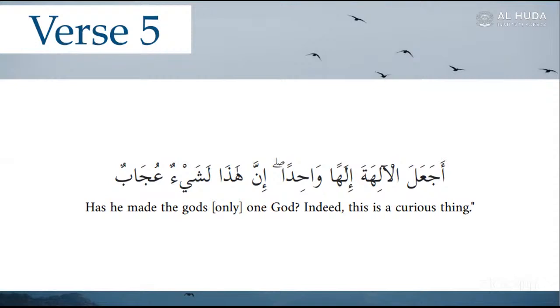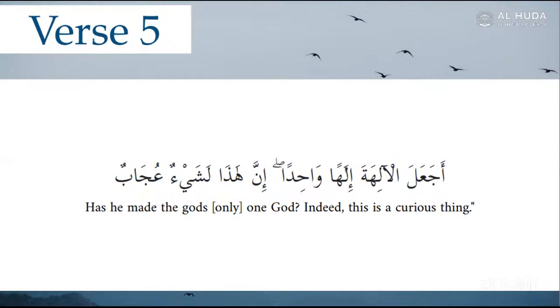According to them, since there is so much variety in takhliq, there must be also variety in terms of creators of that takhliq. But what do people who have this kind of thought process ignore completely? The perfect harmony that there is in the universe, the functioning of the universe as we know it, even though there is so much variety in the takhliq. So they say, has he made the gods only one God? Inna hadha la shay'un ujab. Indeed, this is a curious thing.